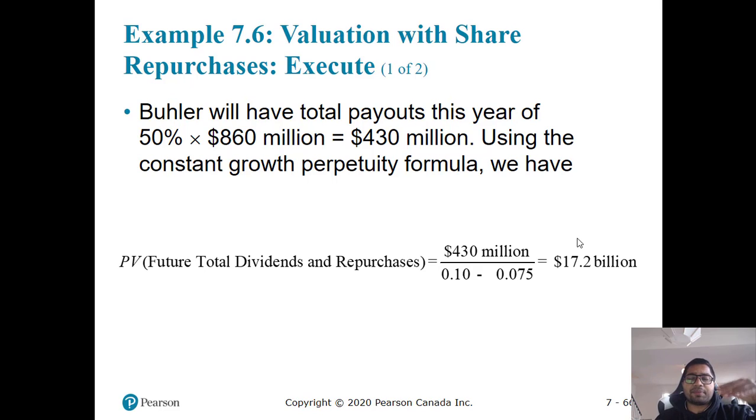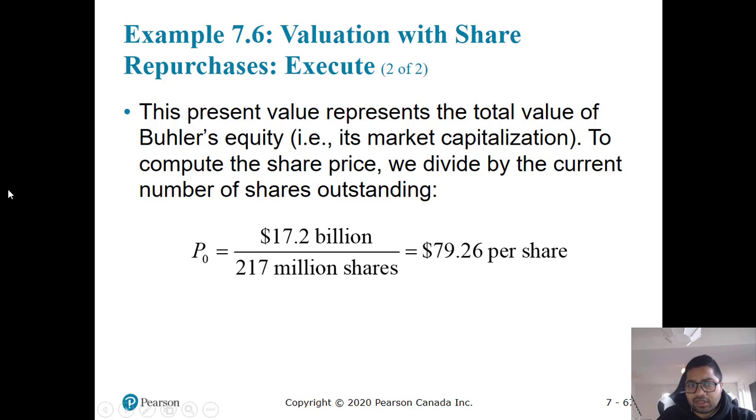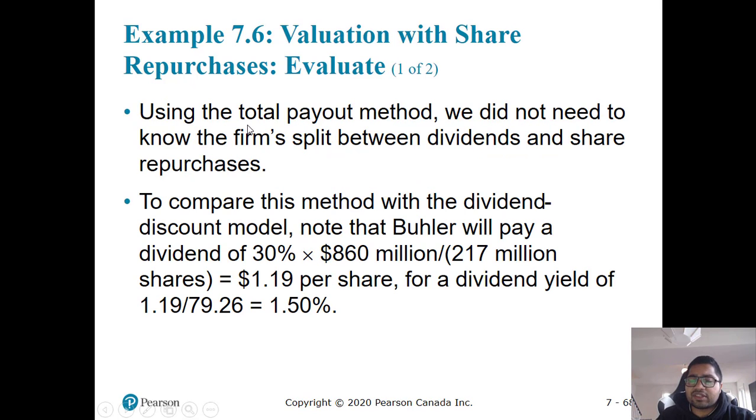Now you divide it by the number of shares and you get the per share value. So per share value is 7.2 billion divided by 217 million shares outstanding, which is $79.26. Okay. Using the total payout method, we did not need to know the firm's split between dividends and share repurchases. We considered them together.